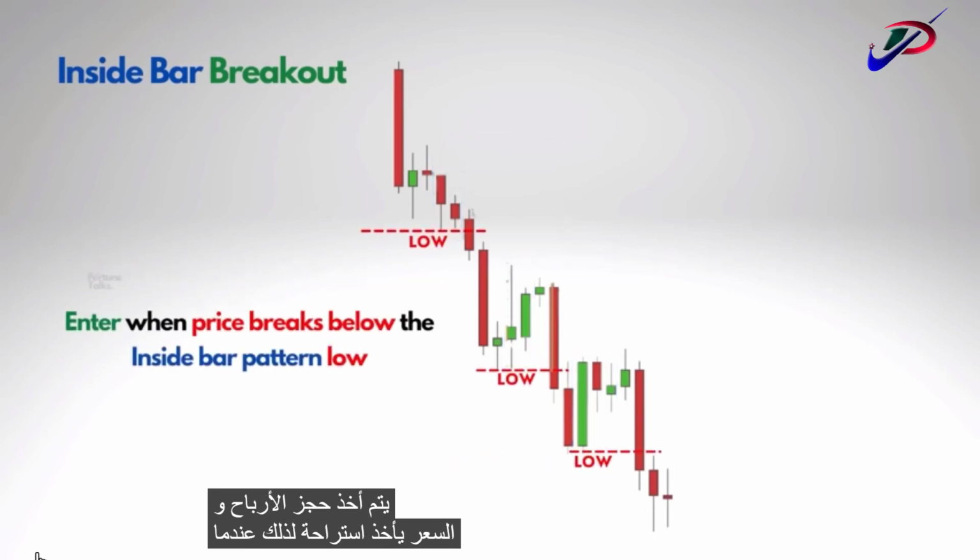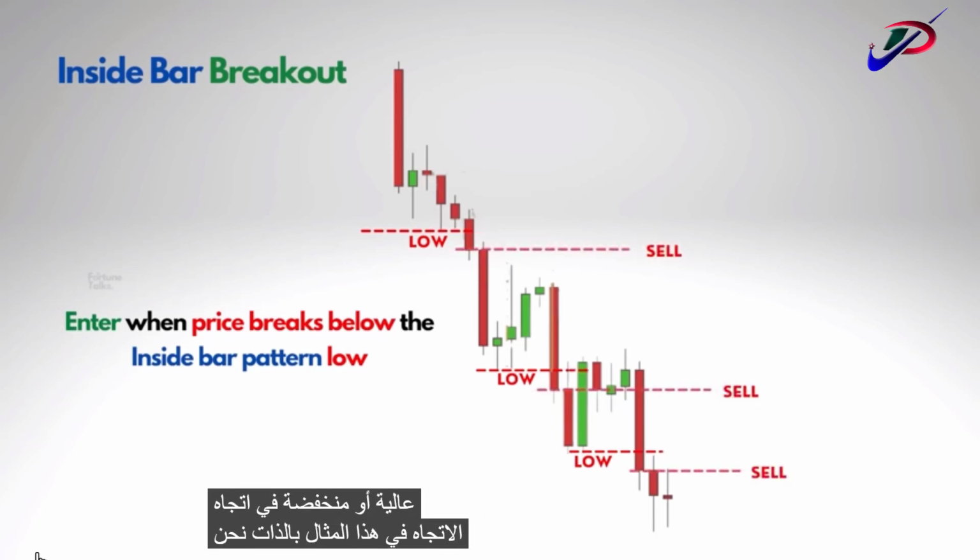So when you are looking to enter with the inside bar breakout, you are looking to enter when the signal confirms itself. This happens when the price breaks the inside bar high or the low in the direction of the trend. In this particular example, we are looking to take a short entry when the signal confirms itself and breaks lower with the trend. Or simply, we are looking to enter when the price breaks below the previous candle low.